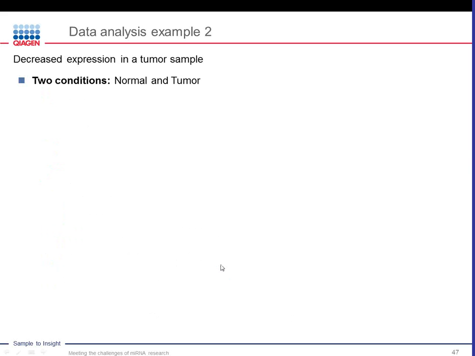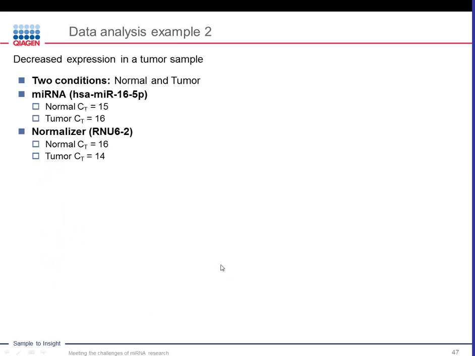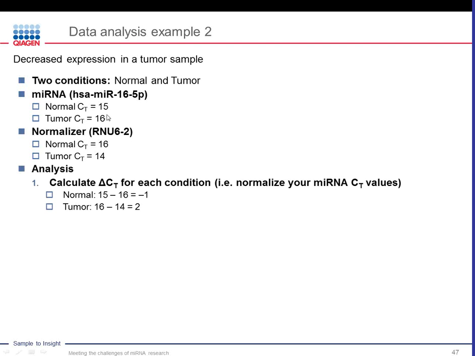Data analysis example 2, we'll take a look at a decreased expression in the tumor sample. For example, miR16, CT of 15 in normal and CT of 16 in tumor. First off, normalize your values. First, for normal, we have 15 minus 16 to give negative 1, and 16 minus 14 to give 2 for the tumor sample.